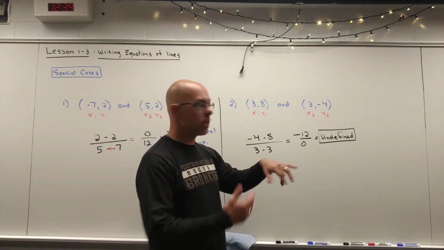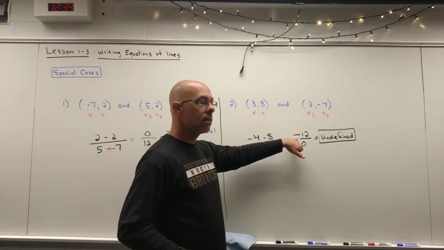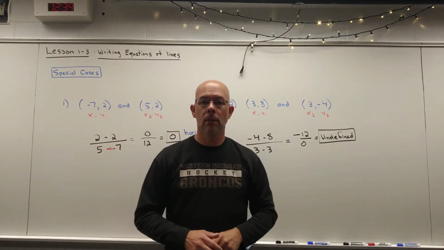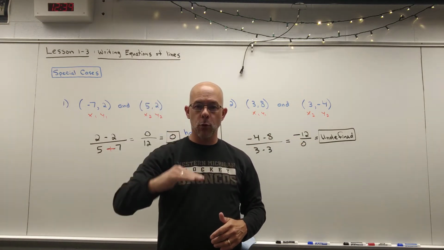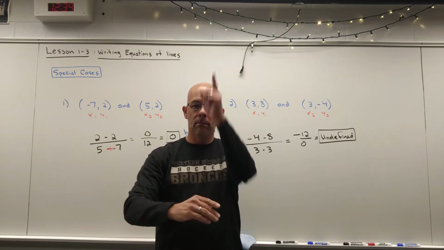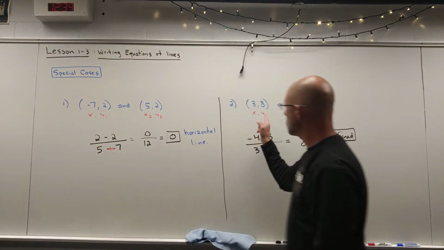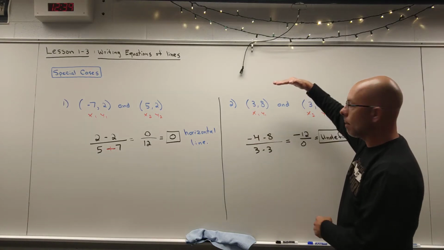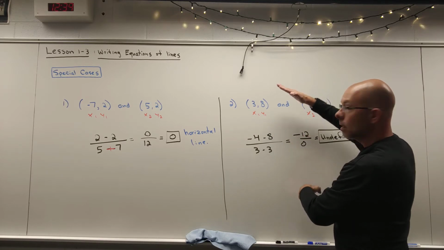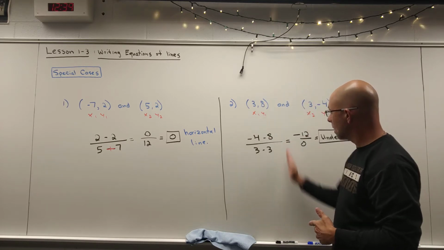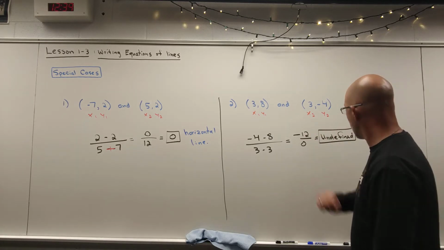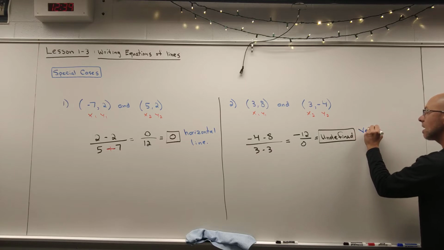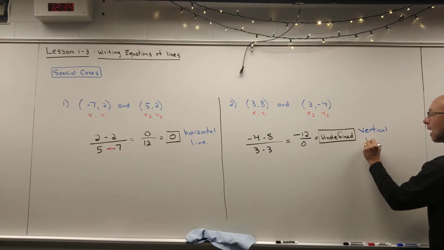Now you guys, another way to interpret this is from this standpoint. This means rise because the negative, drop 12, run none. So if I'm somewhere and I drop 12 and don't run, folks, I'm vertical. And if you look at these 2 points, they are vertical if I were to plot them. Folks, this point's 3 to the right, 8 up. This point's 3 to the right, 4 down. They're both 3 to the right, so they're in the same vertical line. Every vertical slope will be undefined. This is a vertical line.